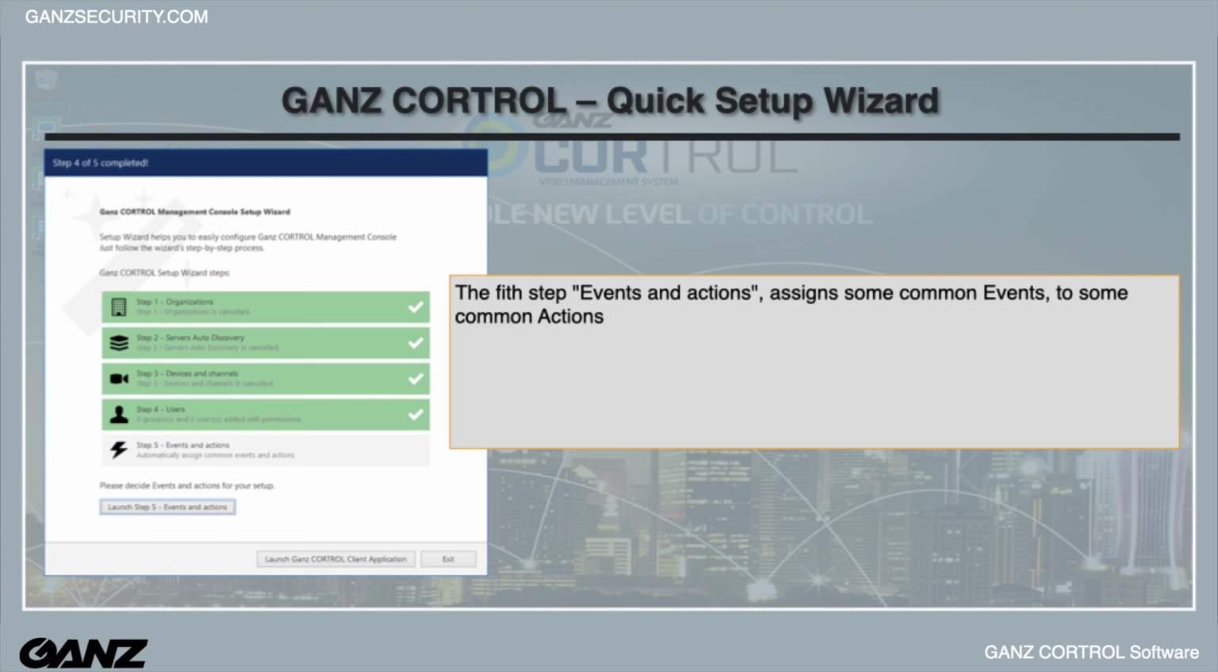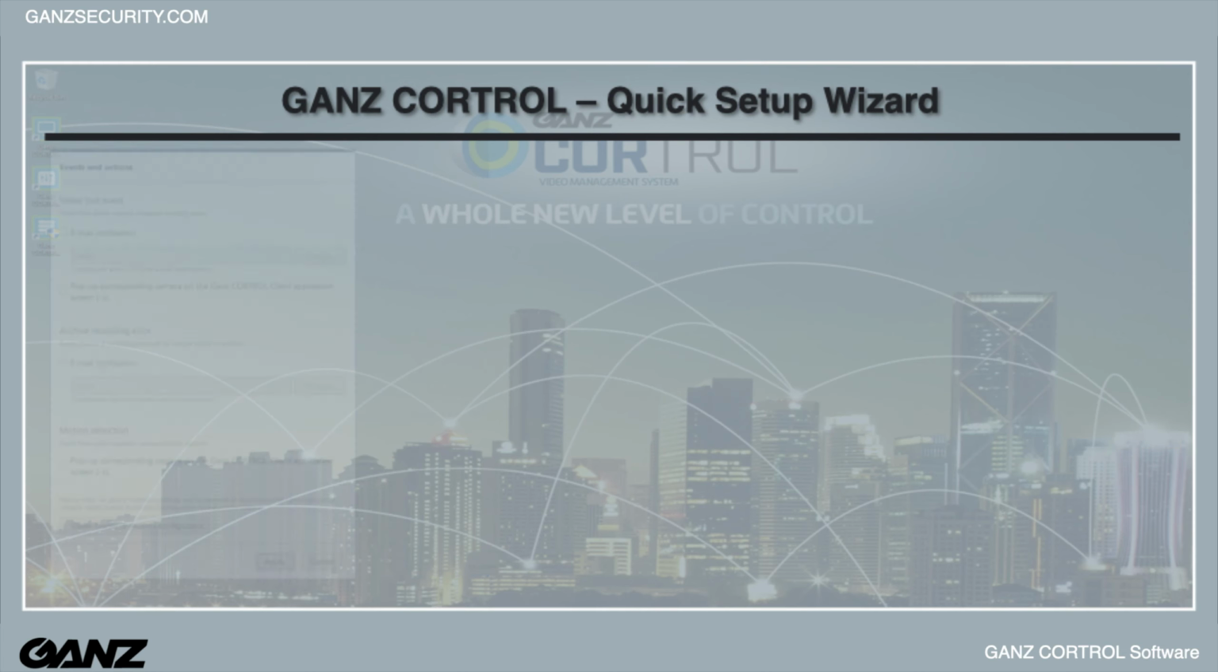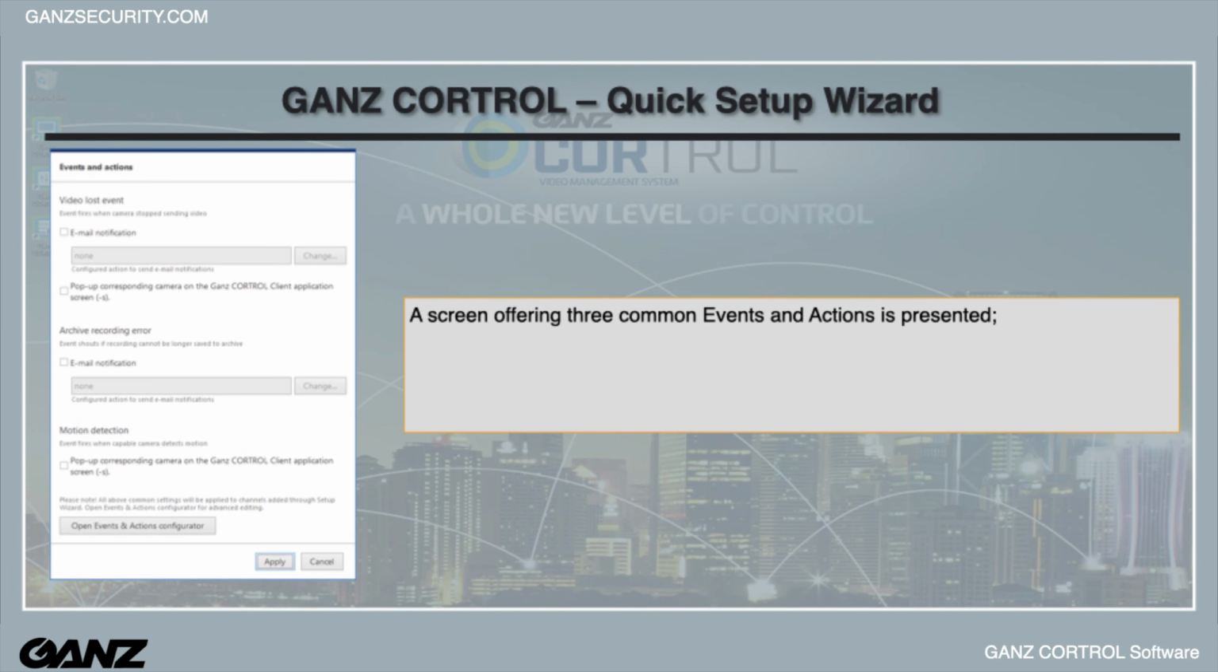The fifth step, Events and Actions, assigns some common events to some common actions. Events and actions are a core function of CORTROL Premier and Global. CORTROL Prime does not share these functions. Select Step 5, Events and Actions, to continue. A screen offering 3 common events and actions is presented.